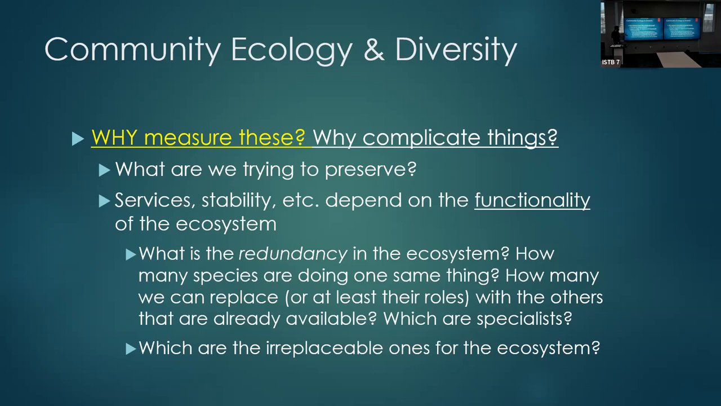So the important thing is to know which are the ones that don't have anybody to replace them. Because if we lose those, then the ecosystem can move to a different state. I'm not saying the ecosystem is going to disappear, but it might move to a different state. So then which are these in our ecosystems? And which are the environmental conditions that are keeping the ecosystem as it is?